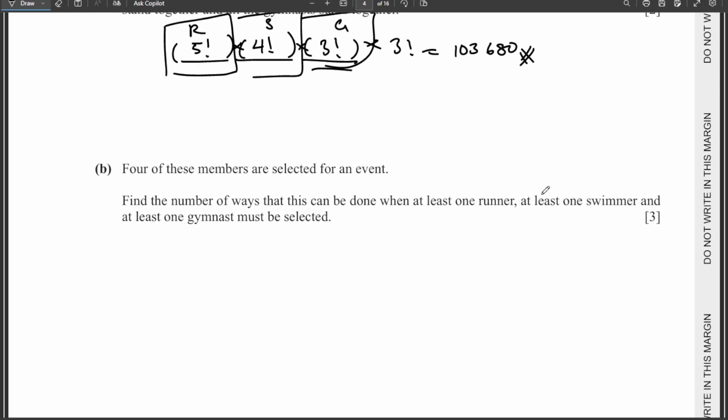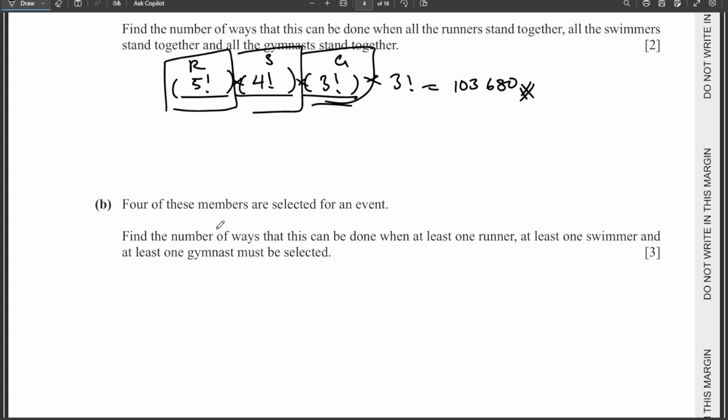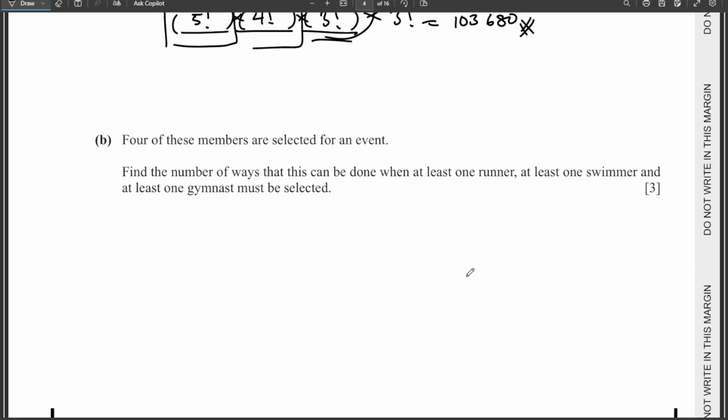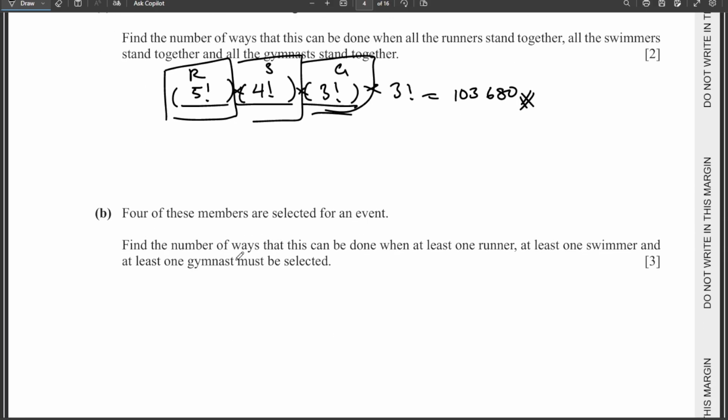4 members are selected for an event. Find the number of ways this can be done with at least 1 runner, 1 swimmer, and 1 gymnast. So of these 4, 3 already are a runner, a swimmer, and a gymnast. So these are fixed, they cannot be changed. We need at least 1 of each. And again, they are selected for an event, so I guess the order doesn't really matter because they are all going to the event anyway.